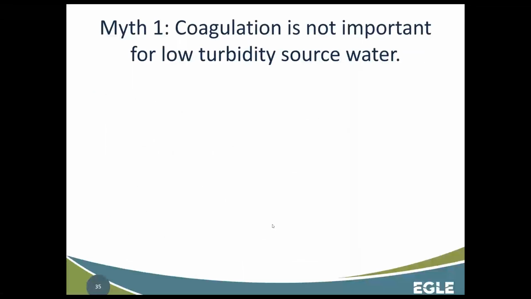Okay, now we're going to take a look at some of the myths. Here's the first one. Coagulation is not important for low turbidity source waters. Well, we are very spoiled in Michigan because we have the Great Lakes. And in some cases, the turbidity in the raw water meets the requirements for finished water turbidity. And that, logically, can lead to the question, why are we even bothering to try to remove this remaining turbidity?